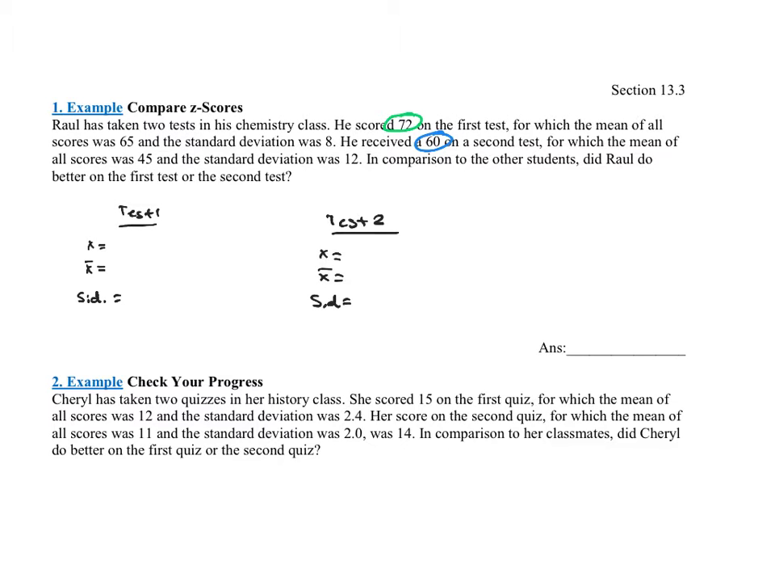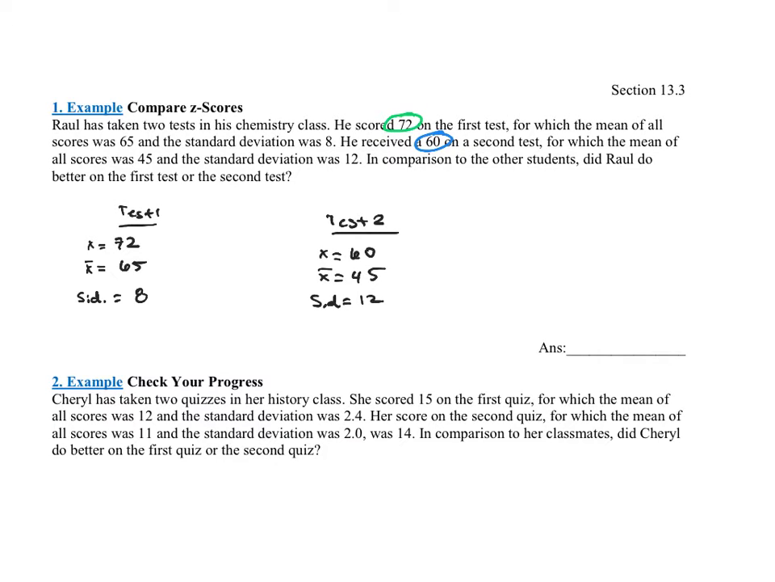So let's go ahead and read through this and see if we can figure out what it was. On the first test, he scored a 72. So that's our data value. The mean of all of it was 65. And then the standard deviation was an 8. Second test, he received a 60. So that's our data value. The mean was a 45. And the standard deviation was a 12. So there it is for the information that I need.